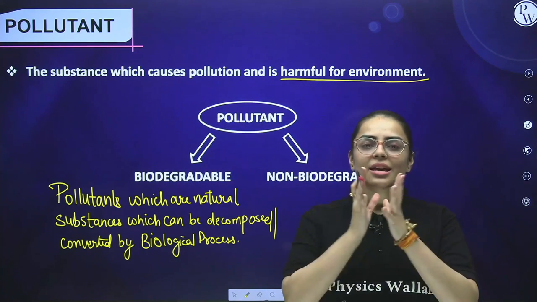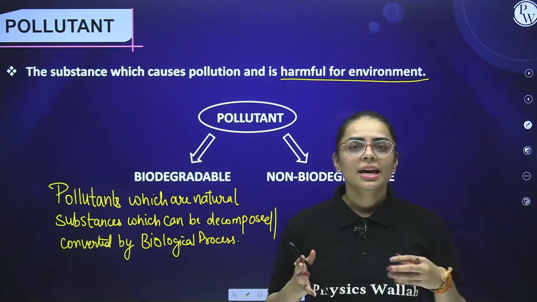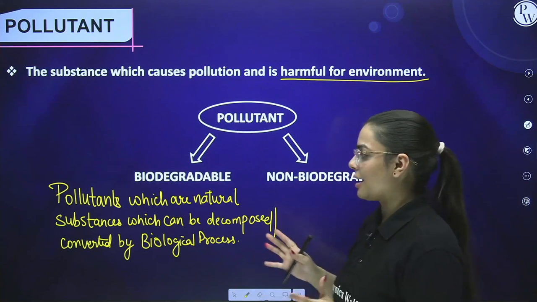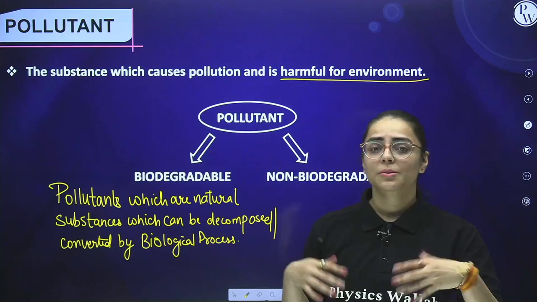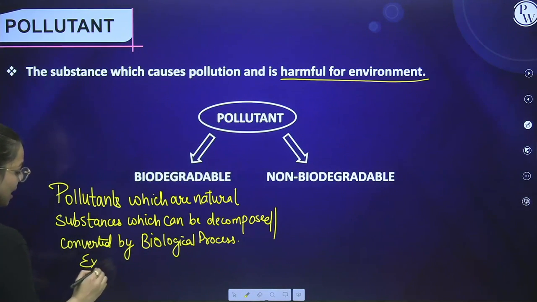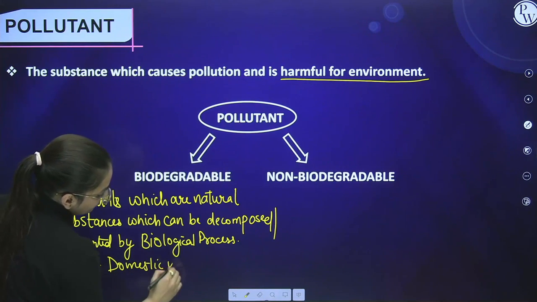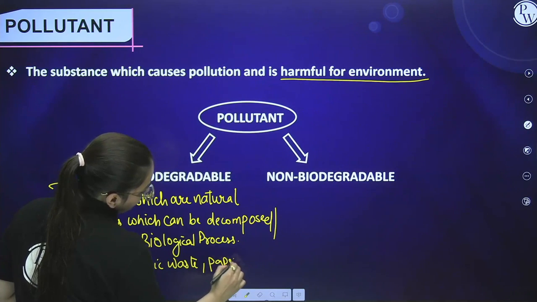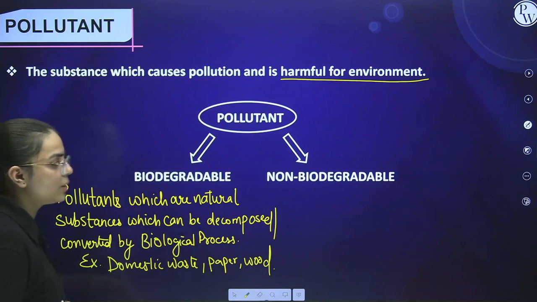Clear, students? Some examples of biodegradable substances are domestic waste, paper, wood. All of these lie under the category of biodegradable. Other than this, you can take vegetable stuff, plants. So we can write over here, if you want to write examples, domestic waste, paper, wood; all of these lie under the category of biodegradable.